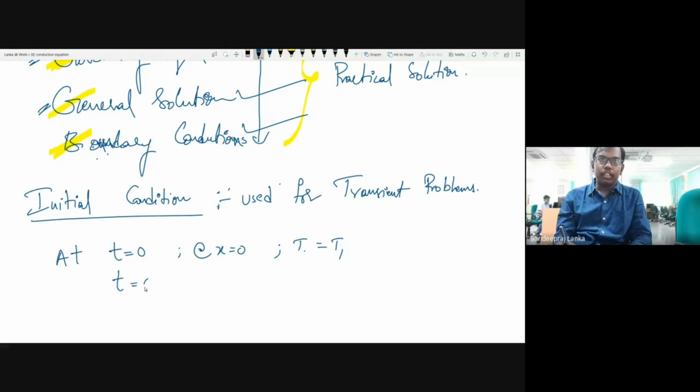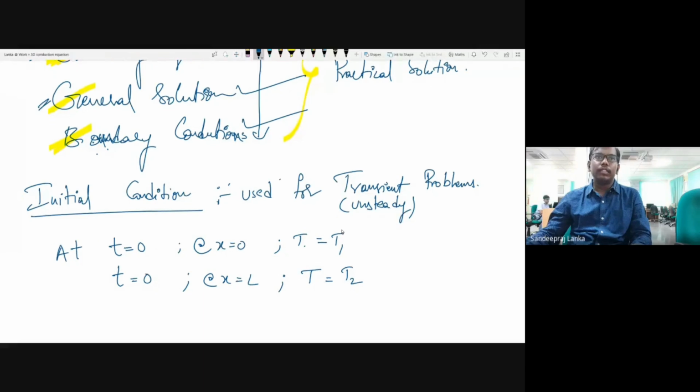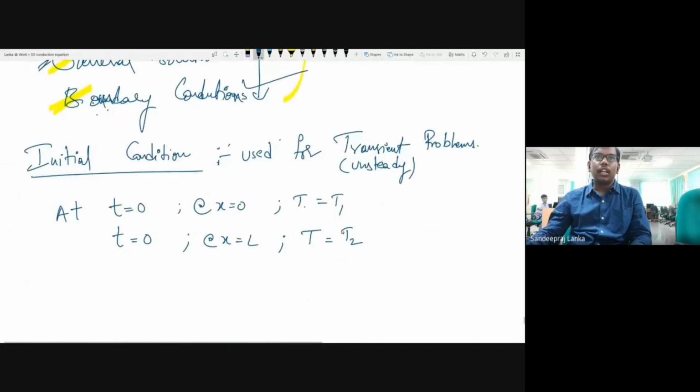The same thing you can write for the other boundary also. At x is equal to L, temperature is equal to T2. So that's what the initial condition is. So the thing is, this will be used for your transient case, that is your unsteady case, wherein your temperature is varying with respect to time, right? So that's the use of your initial condition. So with this, I close the first unit.